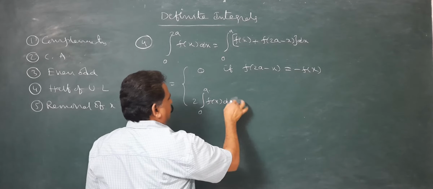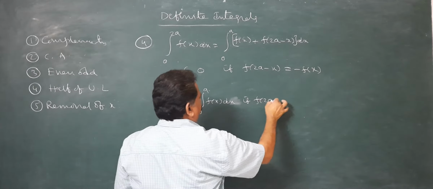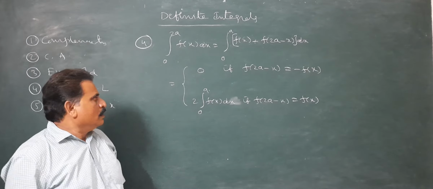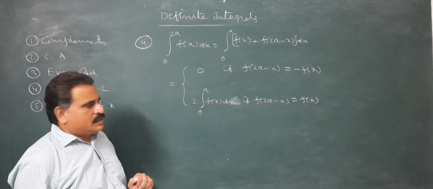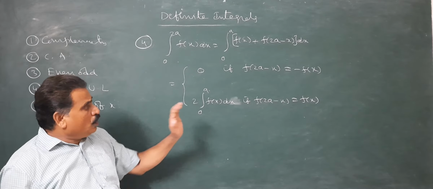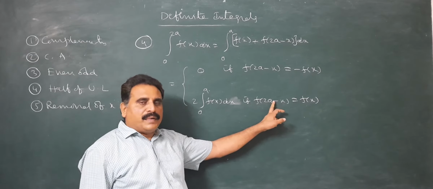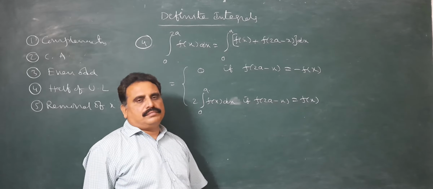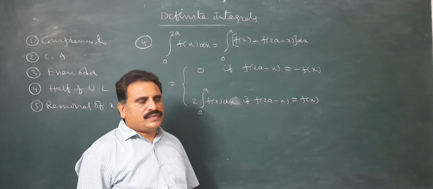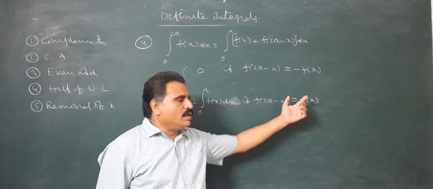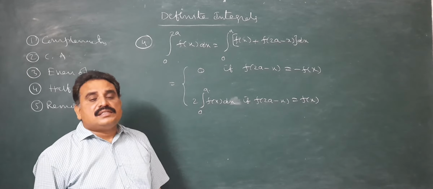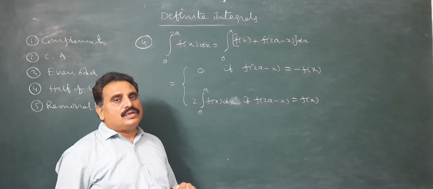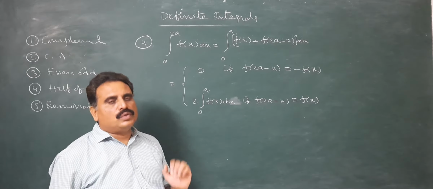If f of 2a minus x equals f of x, that means the function is symmetric about x equal to a. If any function satisfies f of 2a minus x equal to f of x, that means it is symmetric about the line x equal to a.